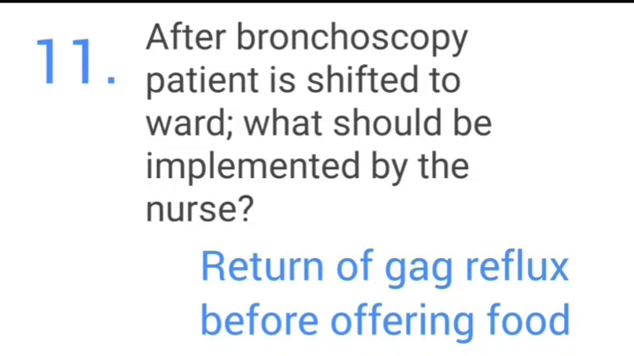After bronchoscopy, patient is shifted to what? What should be implemented by the nurse? Check return of gag reflex before offering food.